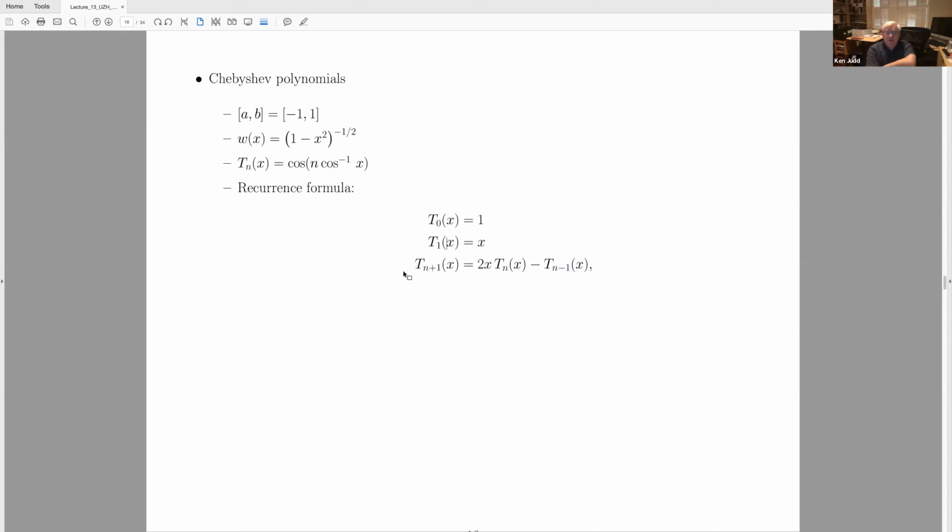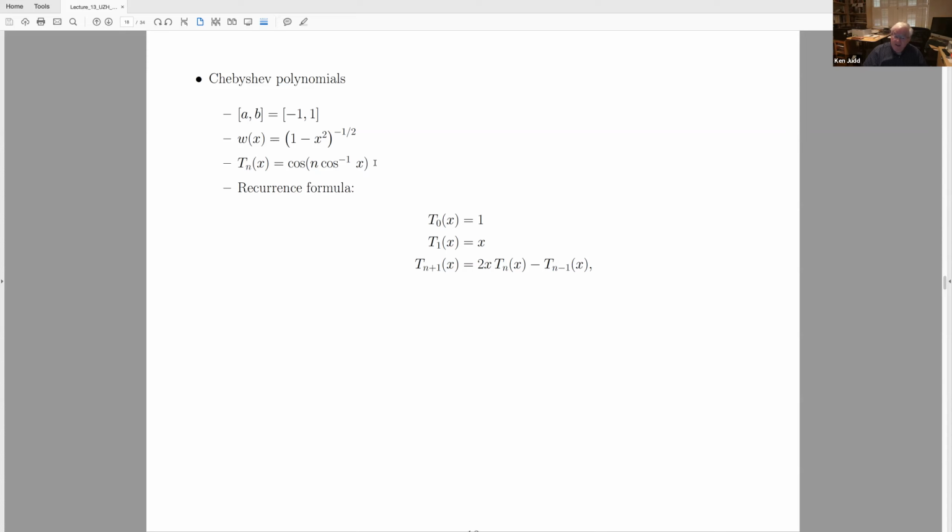Now here comes something that looks a little bit stranger. You again use the interval -1, 1. But now the weight function is going to be 1 over the square root of 1 minus x squared. Now, you might wonder, where did I get that from? We'll see later where that came from. And then what is the formula for the orthogonal polynomials? Well, it's cosine of n times the inverse cosine of x.